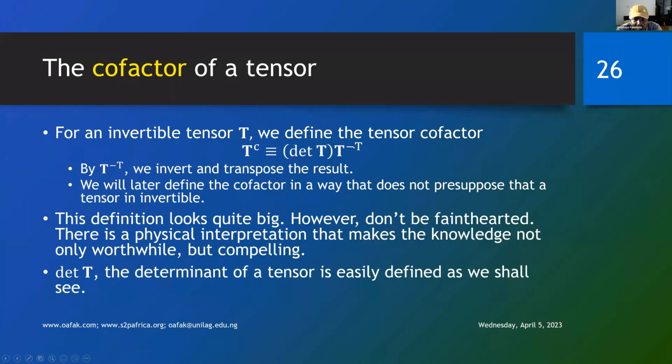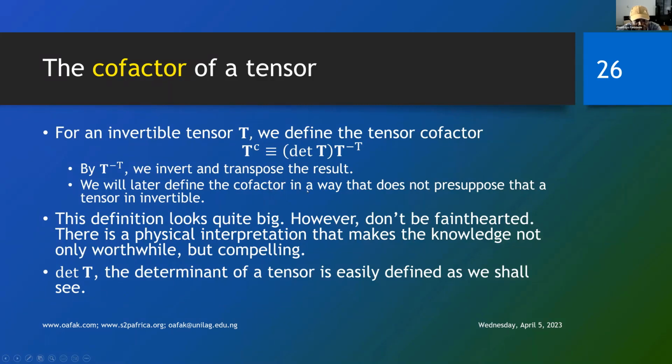So this t raised to the power minus t is the transpose of the inverse of t. So it's a complicated process. To get the cofactor of a tensor, you take the transpose of the inverse of the tensor, and you multiply that result by the determinant of the tensor. Once you do all of that, you get a tensor called the cofactor of the tensor. That cofactor turns out to be a very important tensor for physical applications. Very important. So by t raised to the power minus t, we invert and transpose the result.